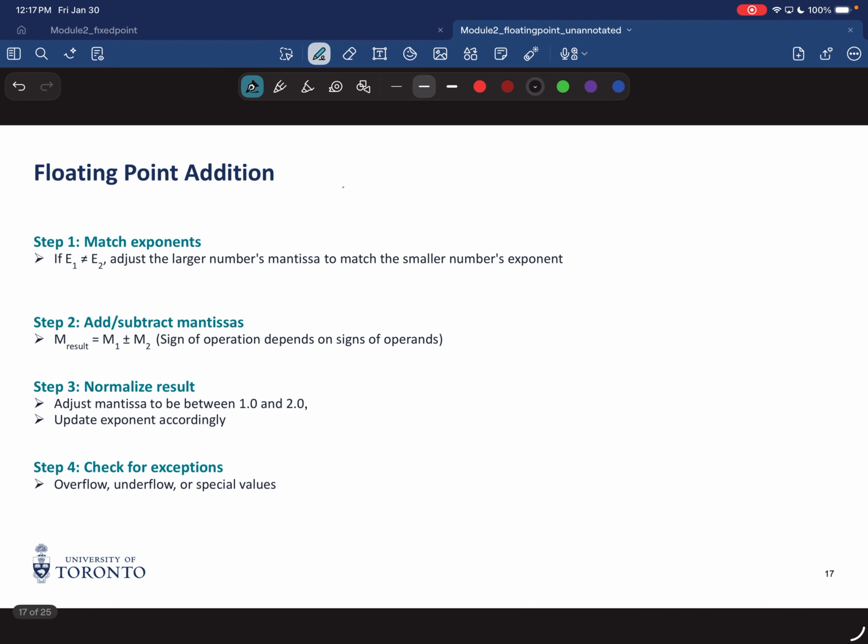So number 1 is (-1) to the power of S1, (1.F1), multiplied by 2 to the power of E1. And then number 2 is (-1) to the power of S2, (1.F2), multiplied by 2 to the power of E2.